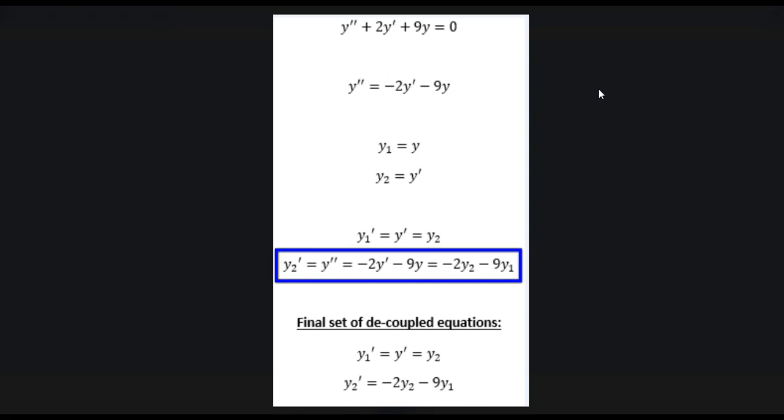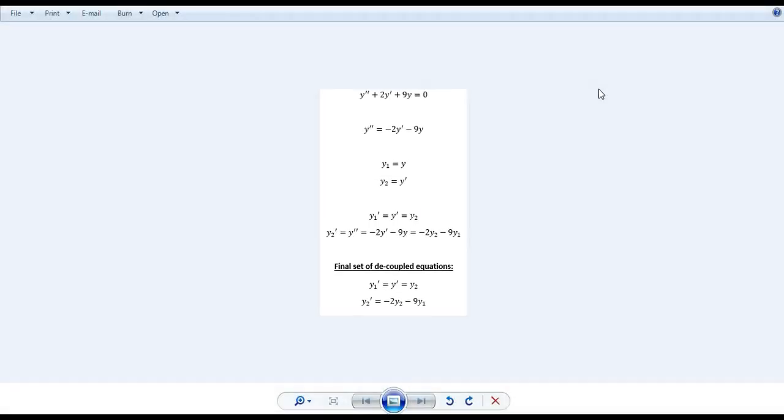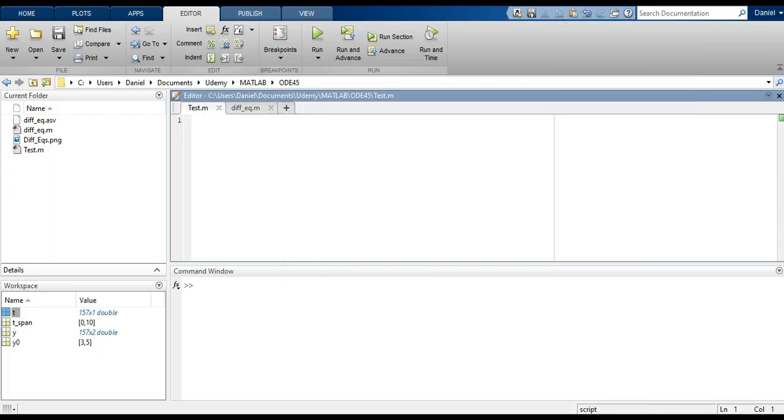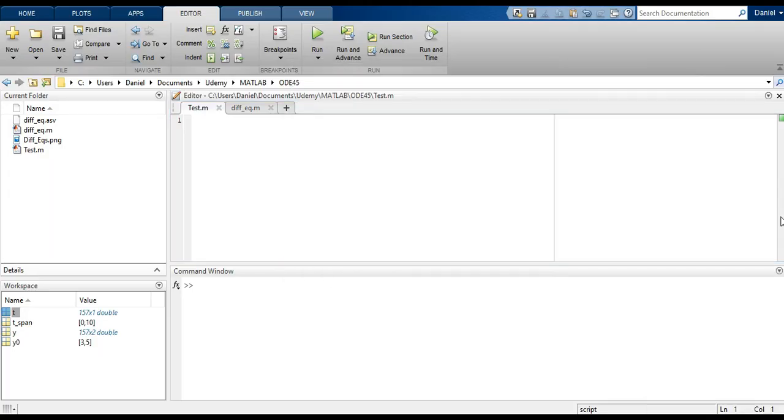minus 9y1. So our final set of decoupled equations will be y1 prime equals y2 and y2 prime equals negative 2y2 minus 9y1. And the last two lines are really what we need. So with all that said, now we're ready to go into MATLAB. And I'll bring back those equations.